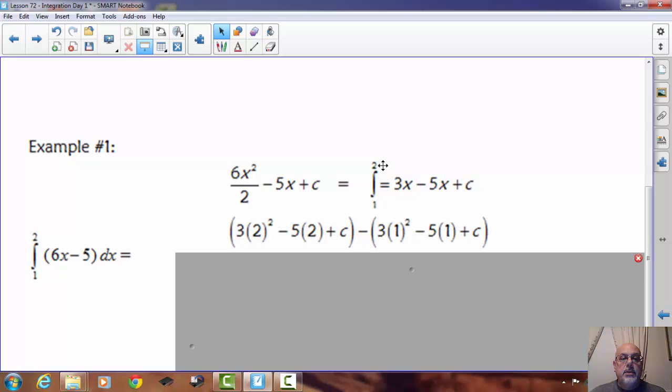So the upper limit is 2. So we're going to evaluate this 3x squared minus 5x plus c, and we're going to put a 2 in for x, minus, so it's the upper limit minus the lower limit, and we're going to evaluate the same function, only putting a 1 in there first. Now look what happens with the c.